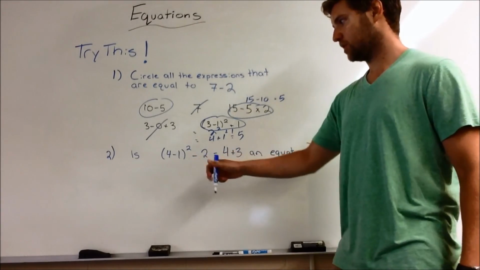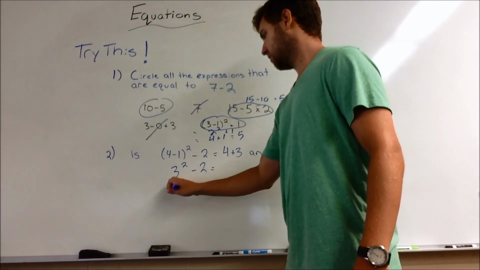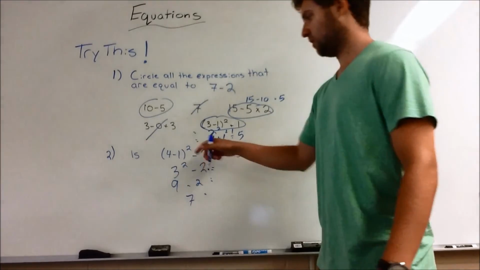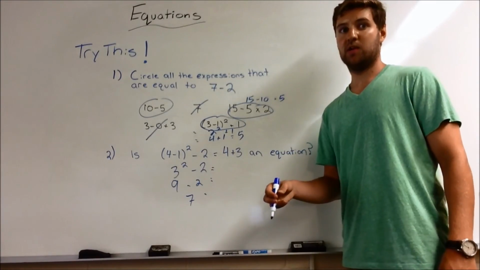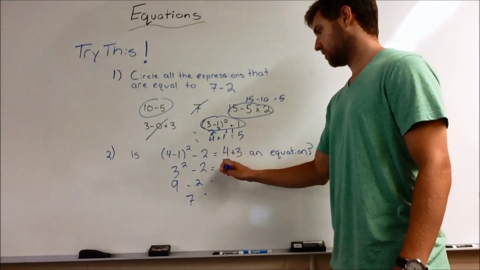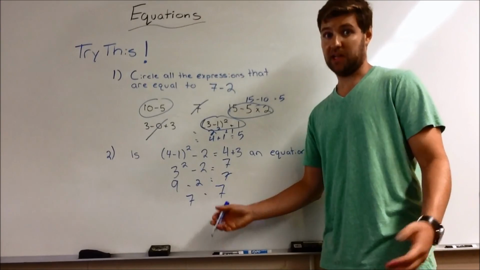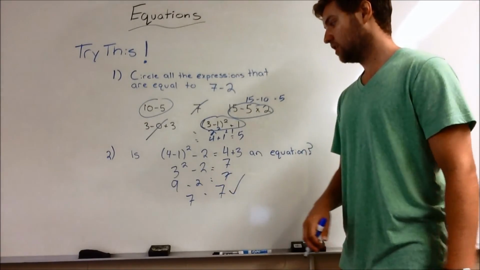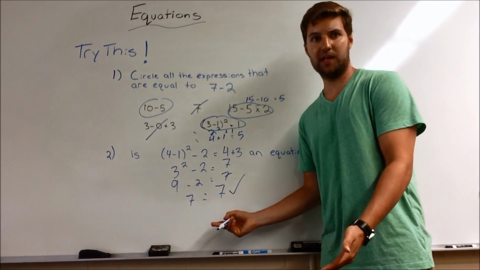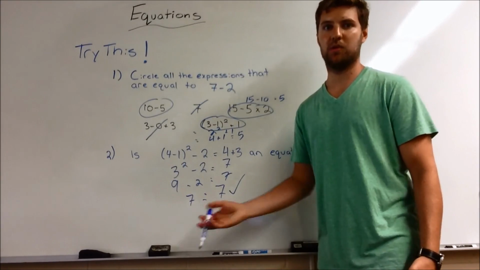We're going to do order of operations over here. So this becomes 3 squared minus 2, which is 9 minus 2, which is 7. So the left side of our equation is 7. In order to be an equation, it needs to be balanced, so this side also must be 7. 4 plus 3 is 7. I'm just going to carry that 7 down. Does 7 equal 7? Yeah, last time I checked, 7 equals 7, so it is an equation. If we got something here like 7 equals 14, we'd know it's not an equation, because in no world does 7 equal 14.